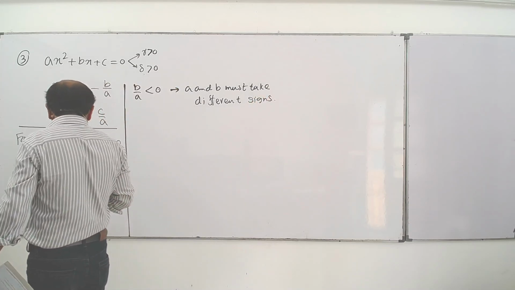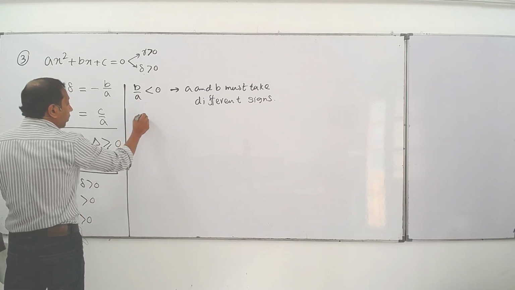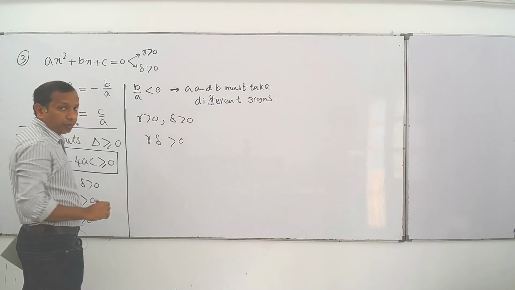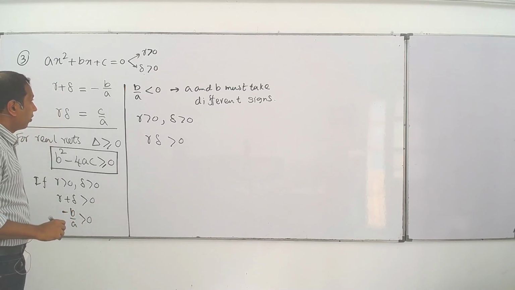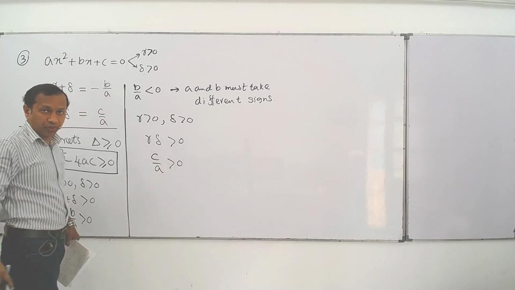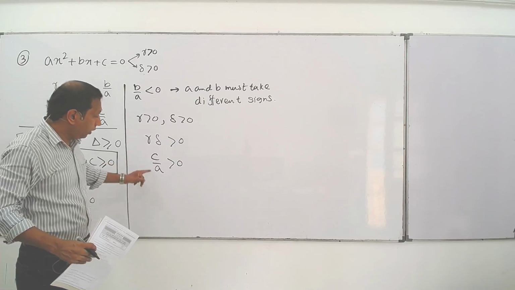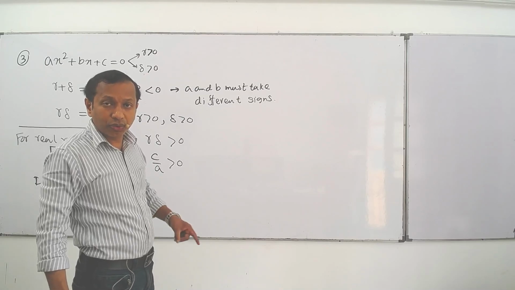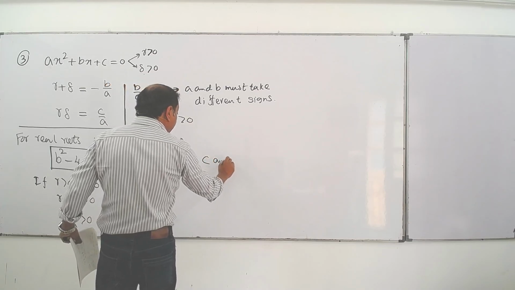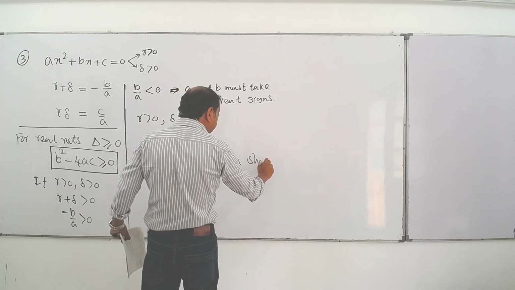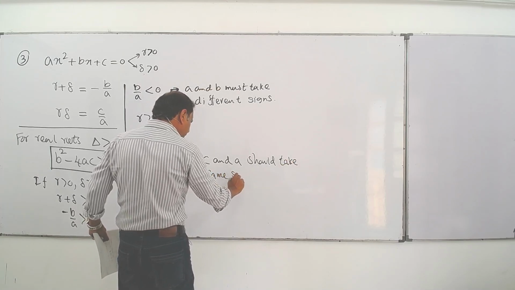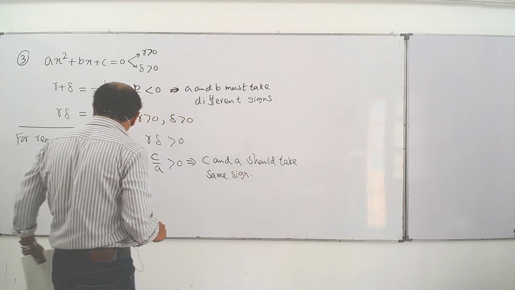And also, gamma positive, delta positive means the gamma delta product is also positive. Gamma delta means c upon a. c upon a should be positive. That means c and a should take the same sign, both negative or both positive. So c and a should take the same sign. These are therefore the conditions.